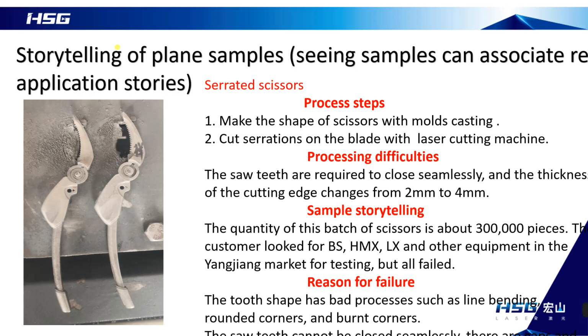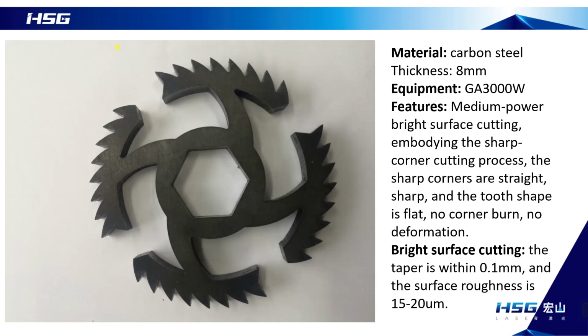We have various samples. For example, like this one. It is 8 millimeter carbon steel. It is cut with a GE 3000 watt device. It shows bright surface with medium power cutting, which shows the sharp angle cutting technology. Angle is sharp, straight, clean. Tooth shape is flat, no burning angle, no deformation.